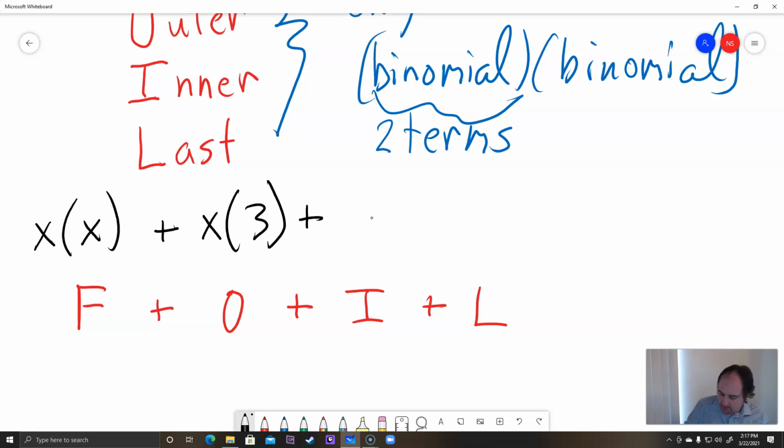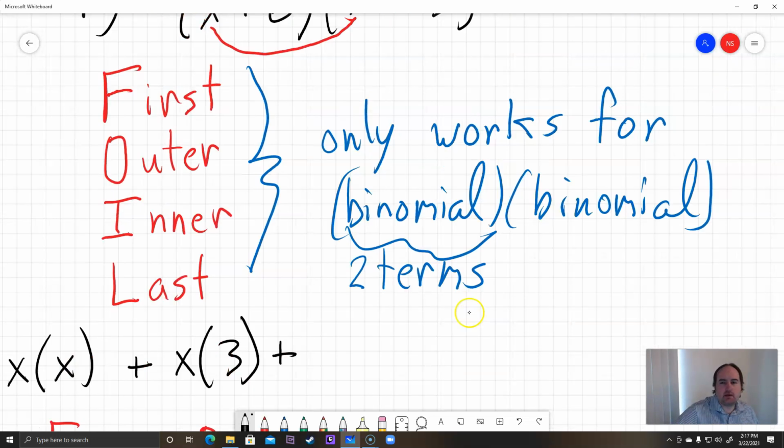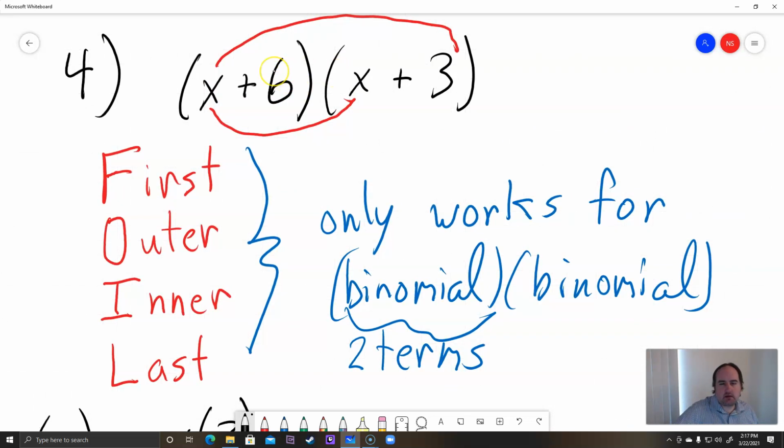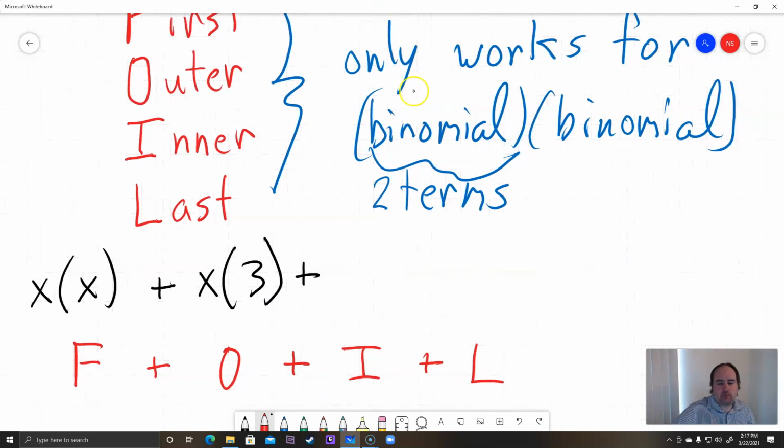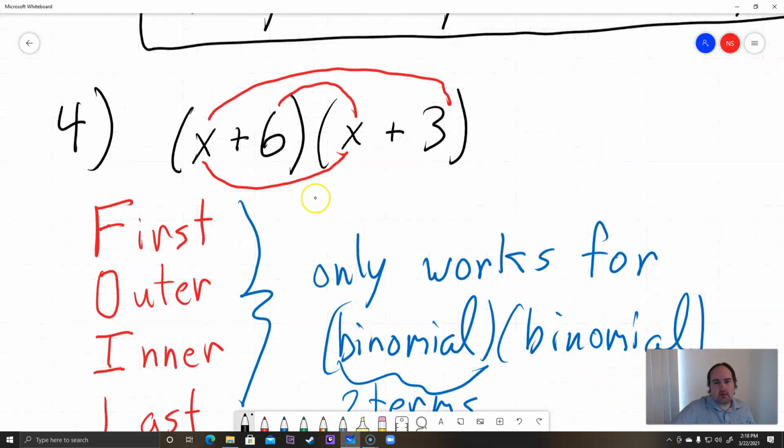And then we have plus our inner. So our inner terms here are going to be the ones on the inside. So that's going to be 6 times x. Okay, 6 times x. And then we have plus the last. So what are the last terms here? Well, the last terms are going to be the 6 and the 3. So it's going to be 6 times 3.